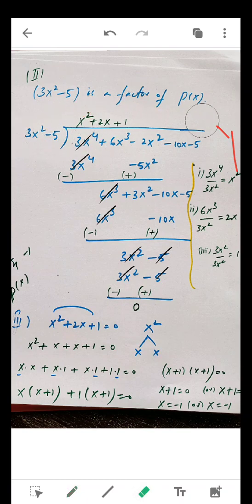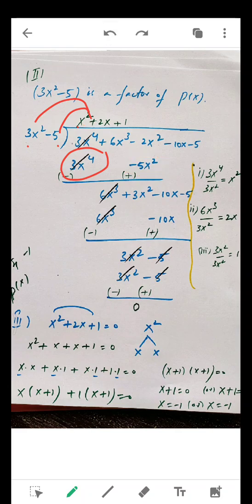Now after getting the first term, we'll multiply 3x square with x square, 5 with x square. 3x square multiplied with x square is 3x power 4, minus 5 into x square is minus 5x square. Then we need to change the sign.